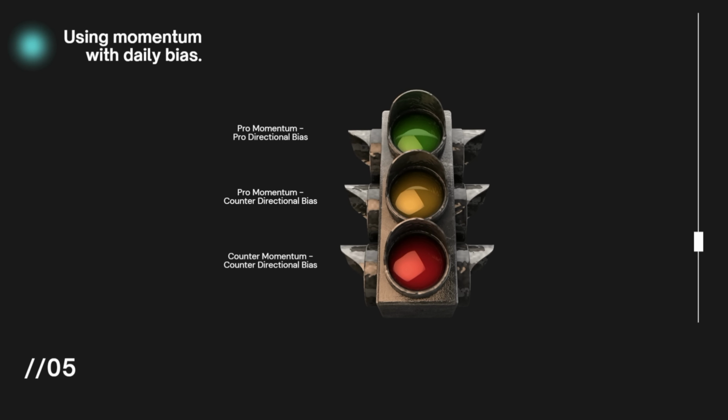So amber for us is our medium probability. It's almost like a conflict. So you'll have pro momentum but counter directional bias, or you'd be pro directional bias but counter momentum.